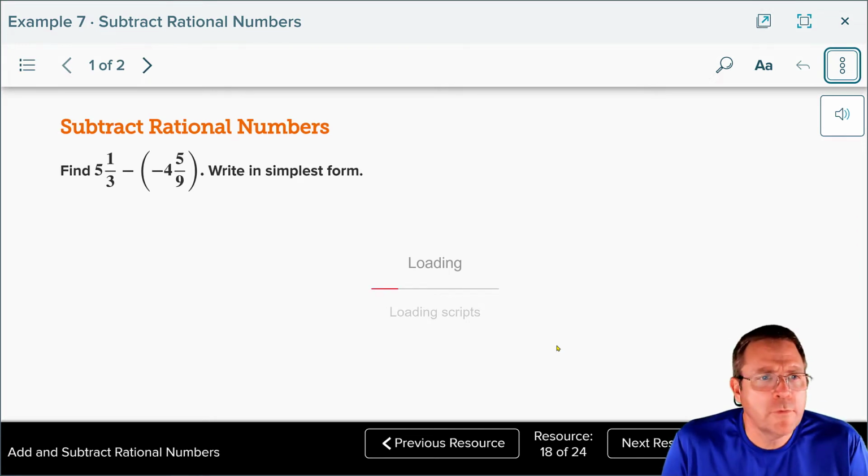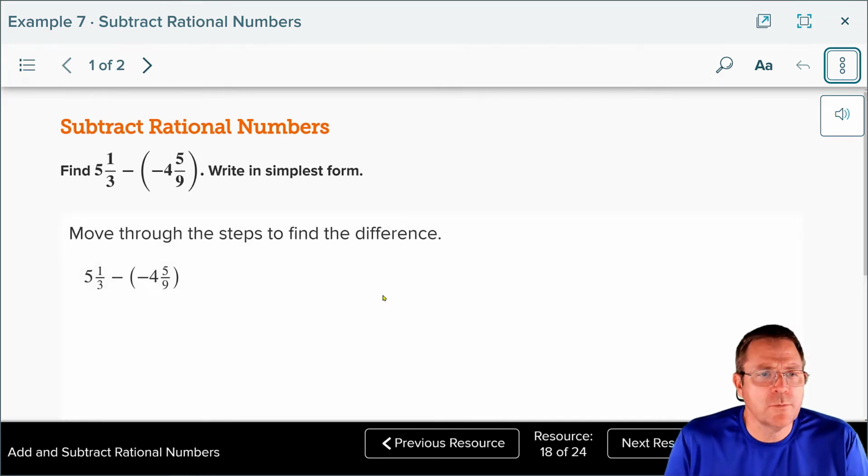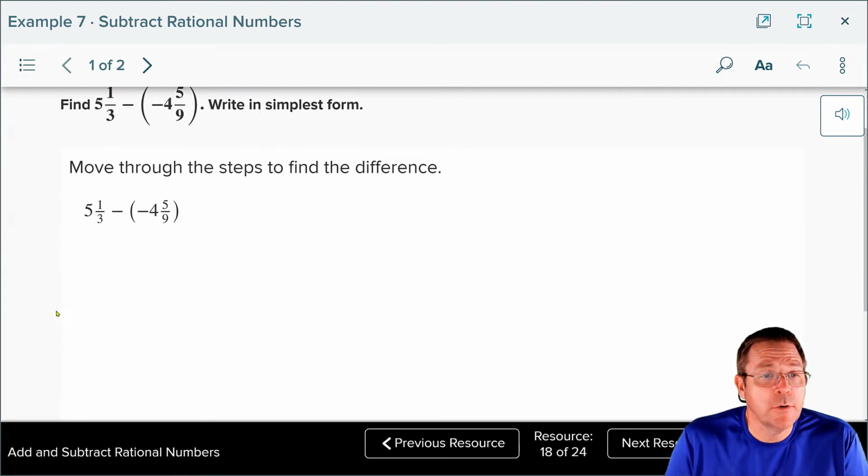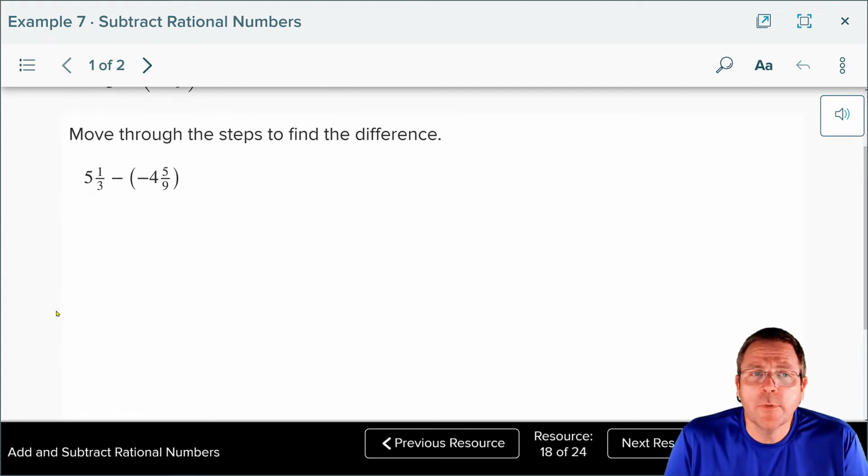But what if we have to subtract a couple of fractions or mixed numbers like this one? They're going to have us move through the steps, and they're going to show us how they would like to do it. I wonder if they're going to go for an improper fraction this time, or if they're going to go for a mixed number.